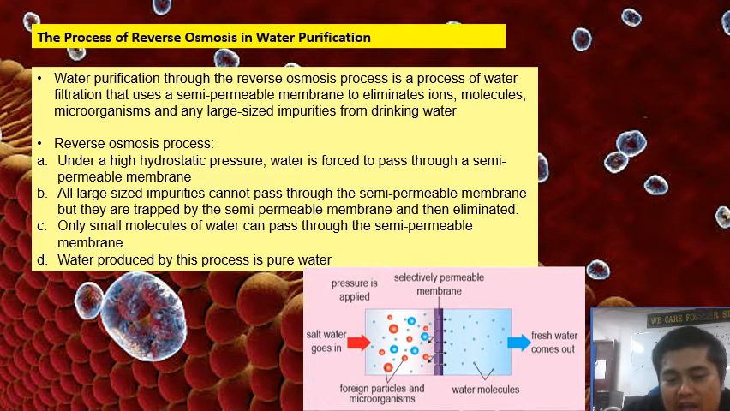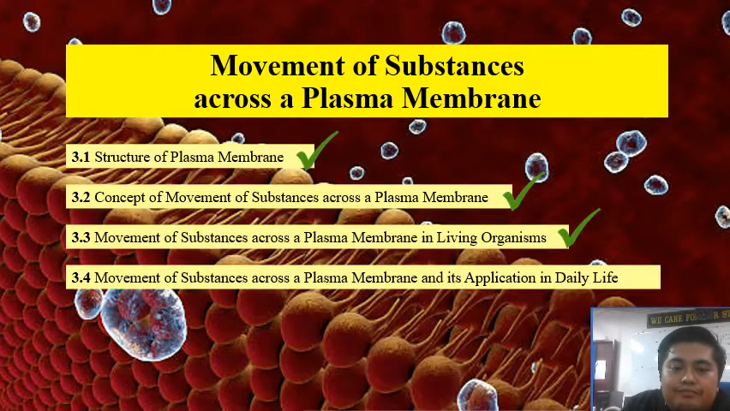So dengan kata lain, air yang penuh dengan solid tu tadi, dia akan dipump kuat kat sini dengan high hydrostatic pressure. Bila sampai dekat selective permeable membrane ataupun semi permeable membrane ni, yang saiz besar-besar, ion, molekul tu semua dia akan melekat kat sini dan air sahaja yang boleh pass through dia. So yang tu dia akan buang.